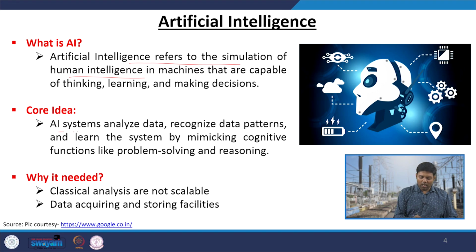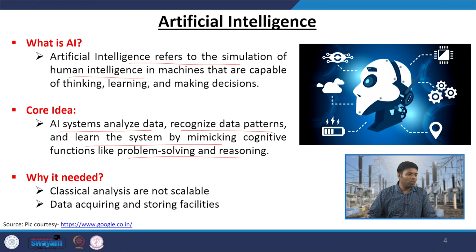The core idea of the system is to analyze data, recognize the data pattern, then learn by mimicking cognitive functions like problem solving and reasoning. That means the AI will look into data, it will see whether there is a correlation between data or not, then from that correlation it will learn how to react against that data, and that learning continues as it gets more and more new data. Whenever the learning is finished you can test it on any relevant situation.